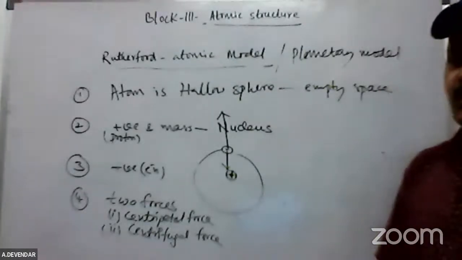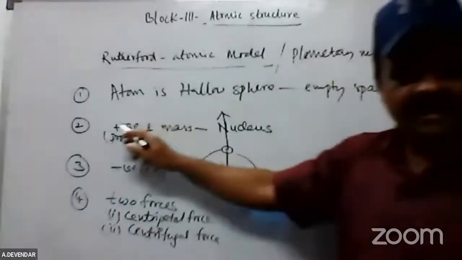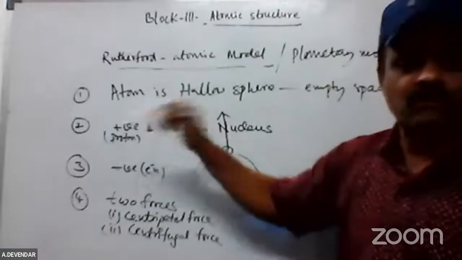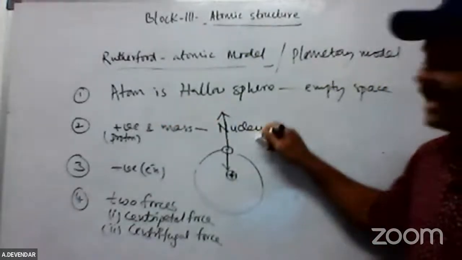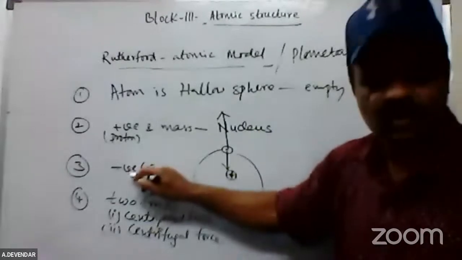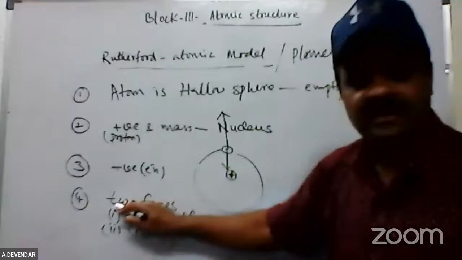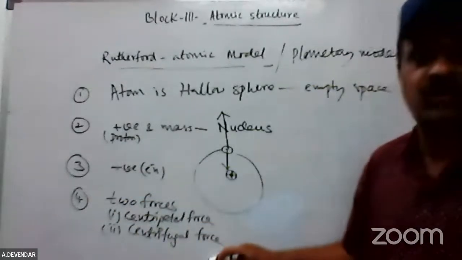Please remember the four points. The atom is a sphere and most of it is empty space. The atom's positive charge, that means protons, and the atom's total mass are concentrated at the center. The center is called the nucleus. Around the nucleus, at a far distance, electrons revolve. This revolving electron has two forces: one is the centripetal force, another is the centrifugal force.